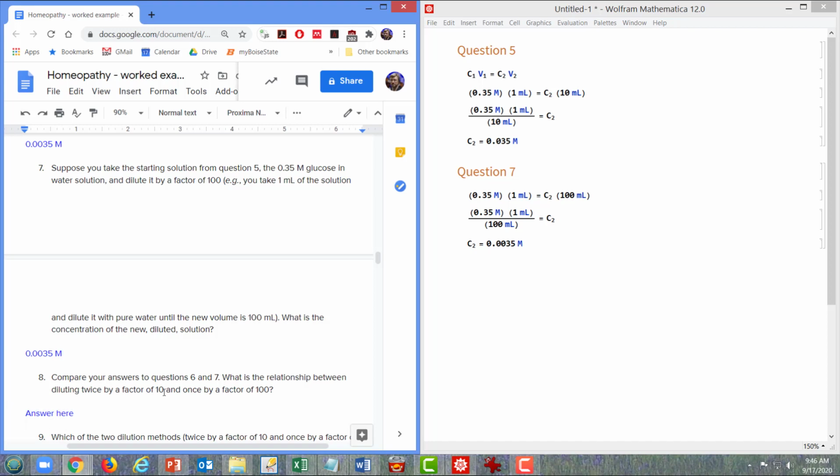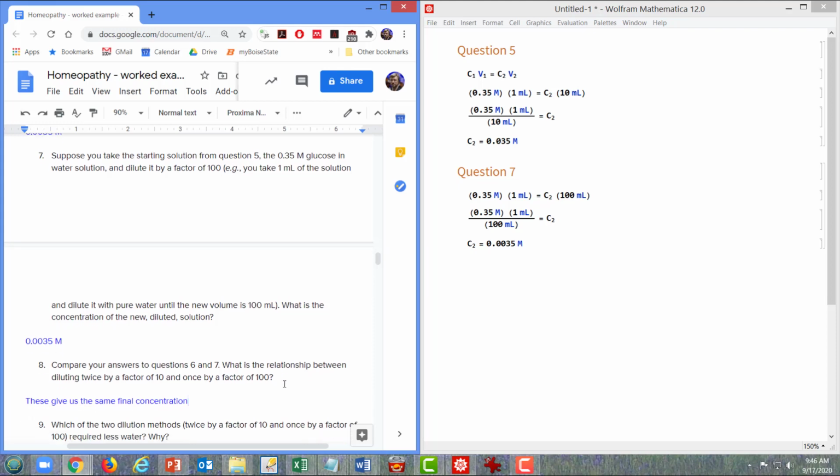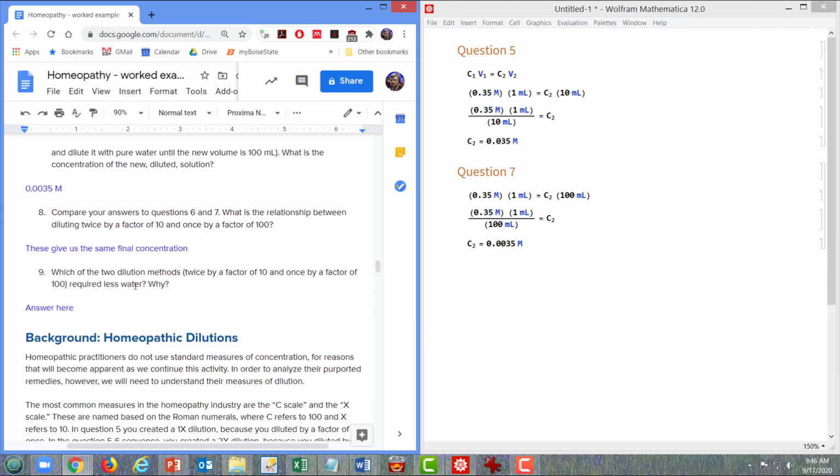So now we are asked to compare the answers to questions 6 and 7. And we see that they're the same. So diluting twice by a factor of 10 and once by a factor of 100 give us the same concentration. Now, which of the two dilution methods, twice by a factor of 10 or once by a factor of 100, required less water, and why?